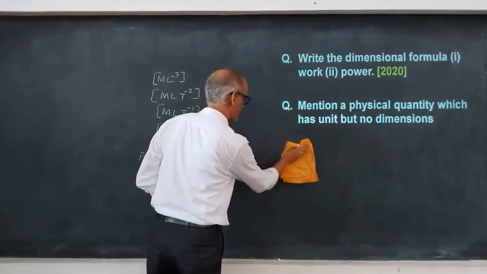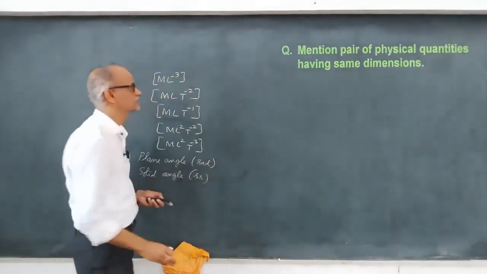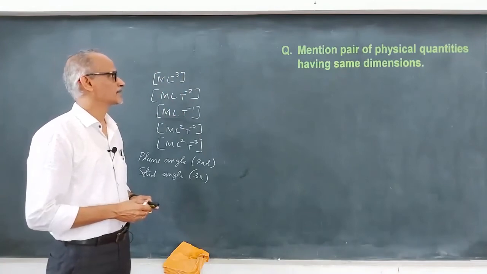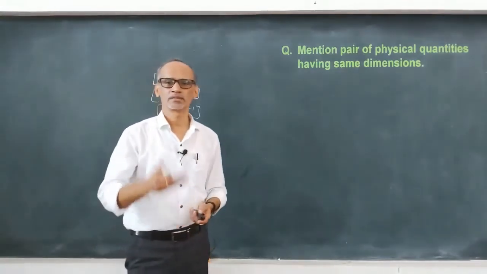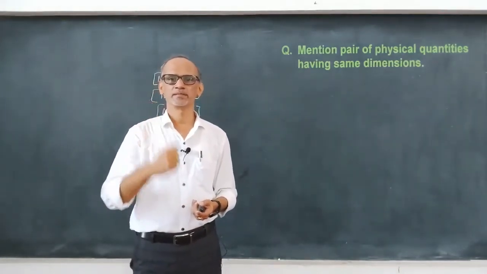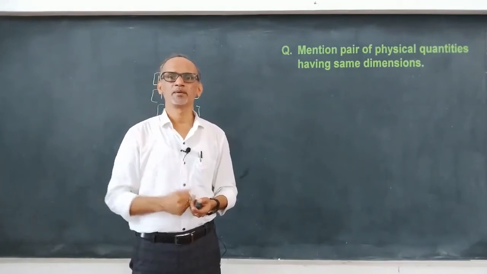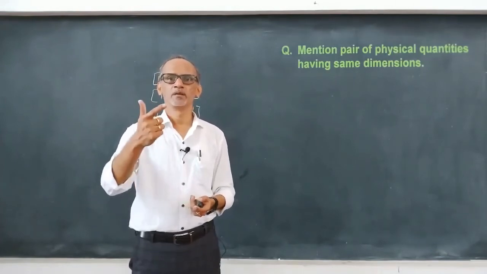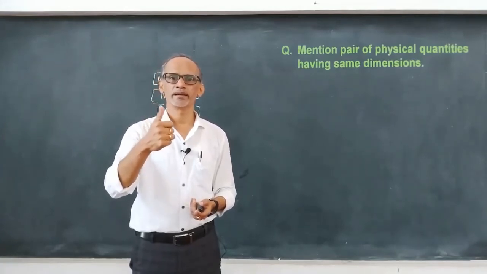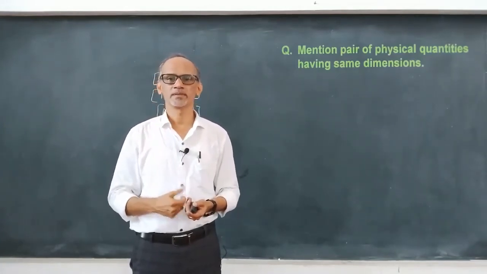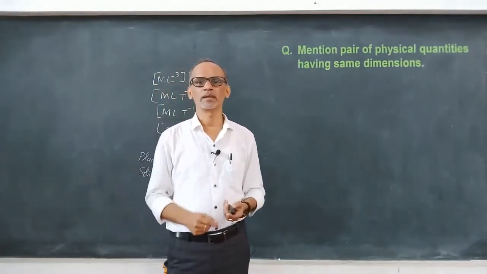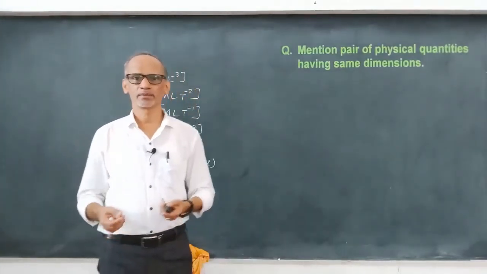Next: mention a pair of physical quantities having the same dimensions. I have given a large list of physical quantities: speed and velocity, impulse and momentum, work and energy, force and tension and weight, pressure and stress. When you have tried only one such pair, you don't have to write everything. Clear?